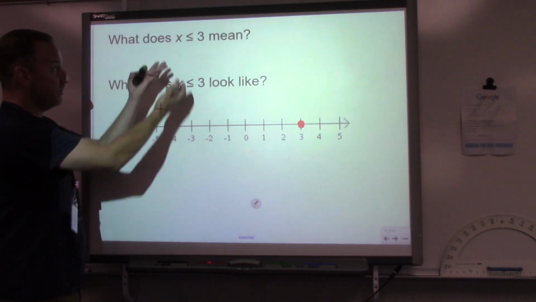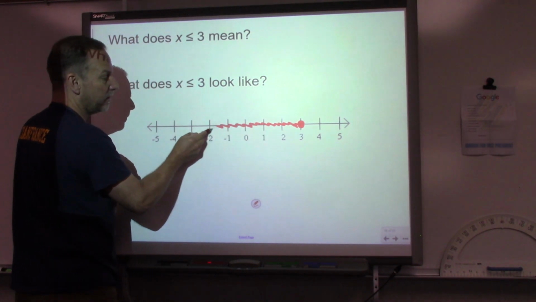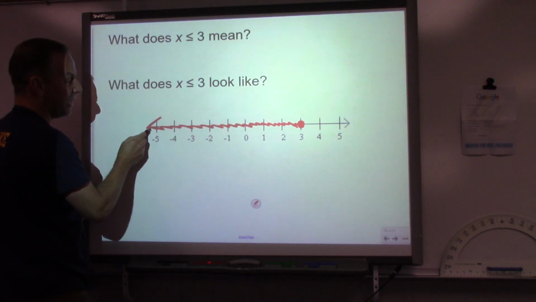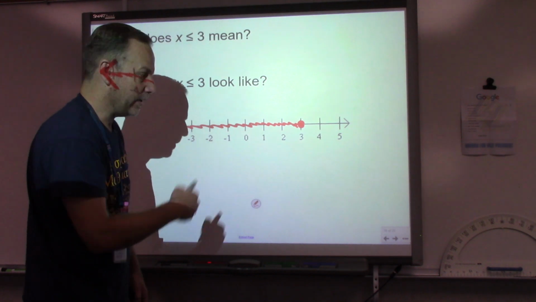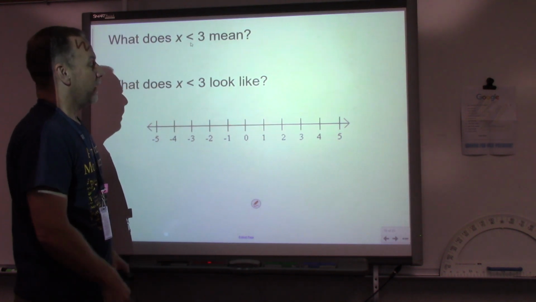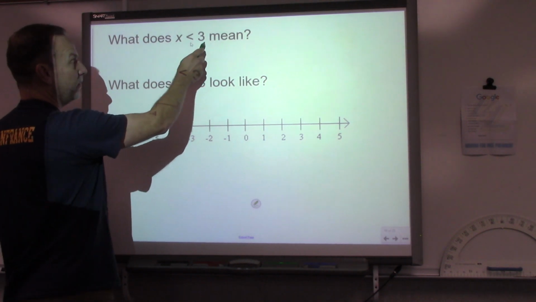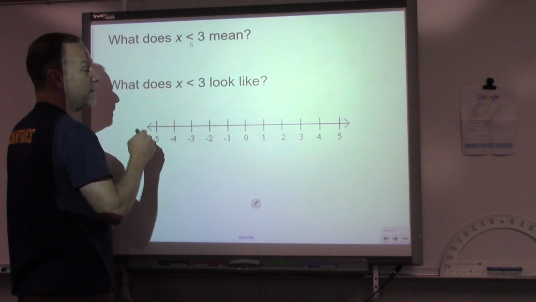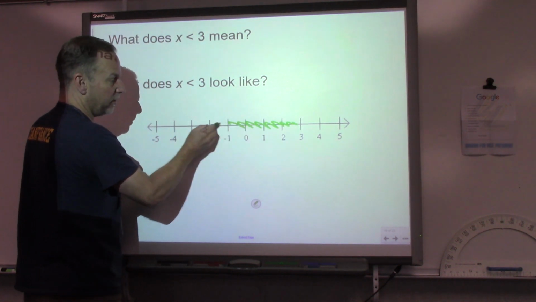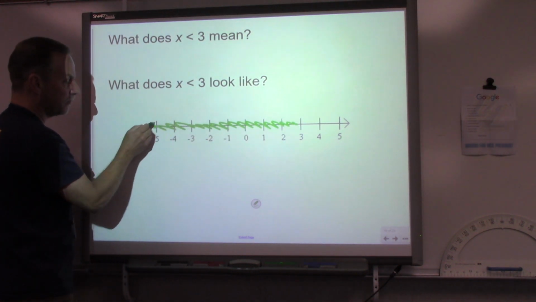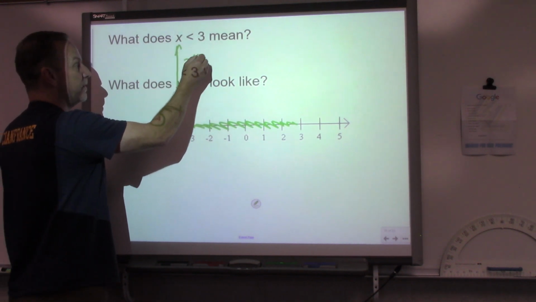So where are the things that are smaller than 3? It is all of that stuff down to negative infinity, all the way down that way. All right, last one. Switch colors here. This is x is smaller than 3, x is less than 3. And again, that would be all of this stuff, because all of these numbers, if I take one of those and randomly put it in there, we get this.